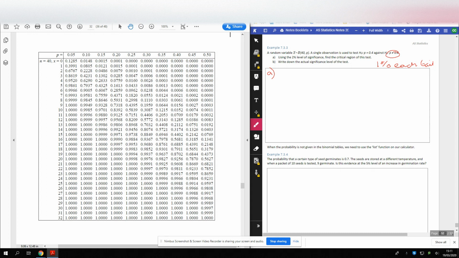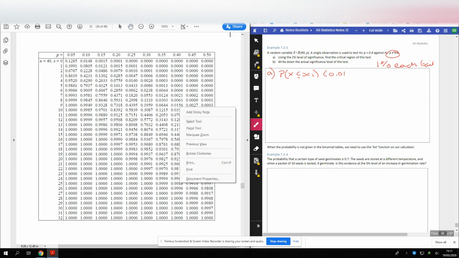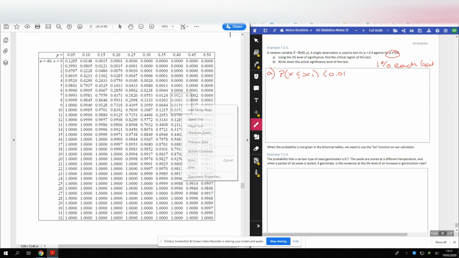So going back to the question, I'm looking at 1% for each tail. So I want the probability that x is less than or equal to x1 to be less than 0.01. Looking down the table, we're coming up to this probability here. So this probability here, which is 9, and then the one below it, which is 10.